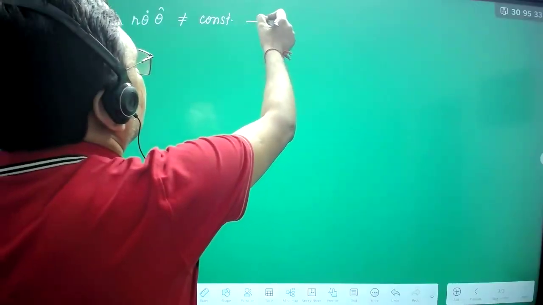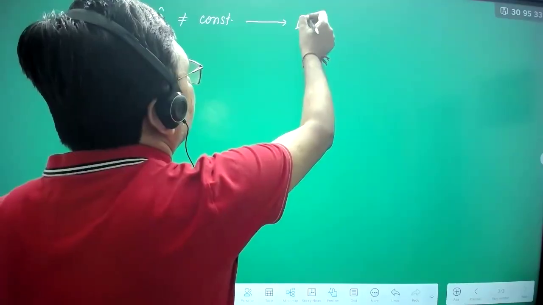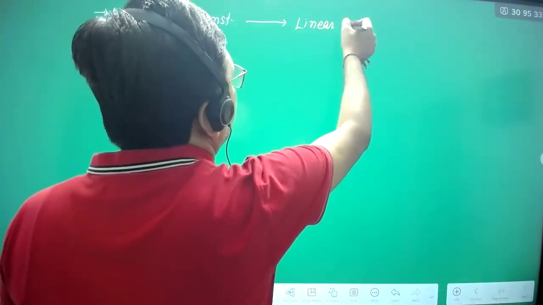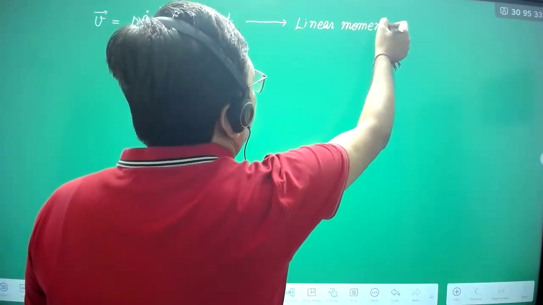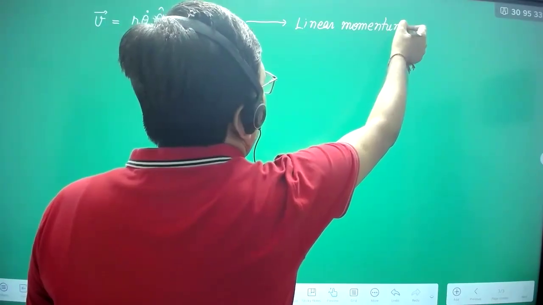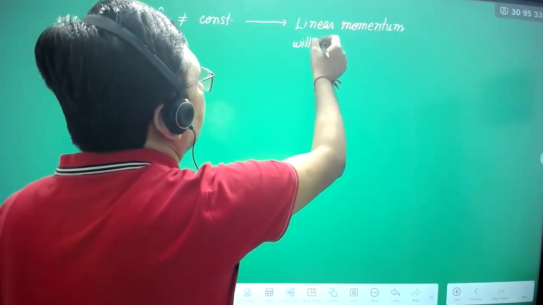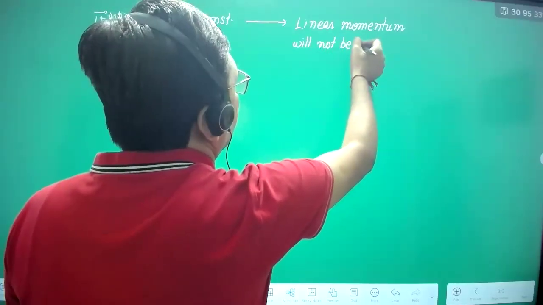Now, if velocity is not constant, try to understand, then linear momentum will not be conserved. So here, linear momentum will not be conserved.